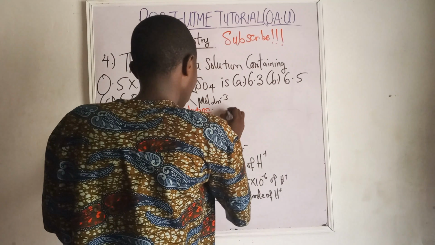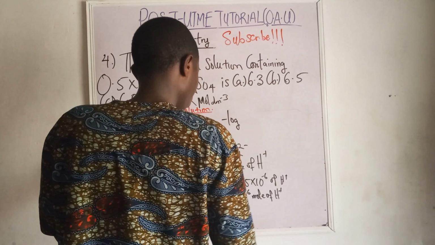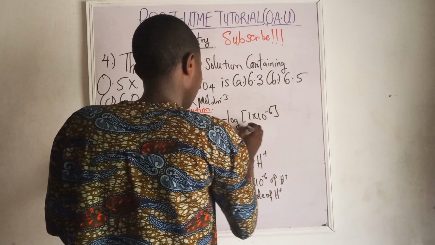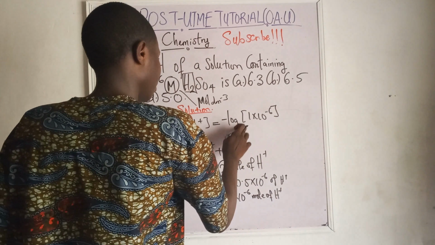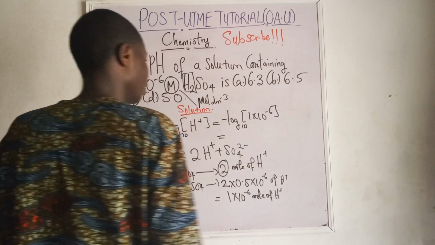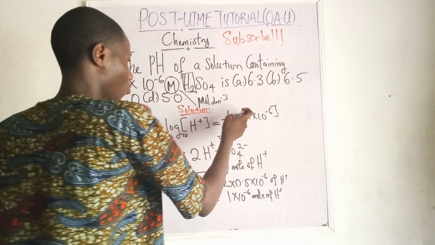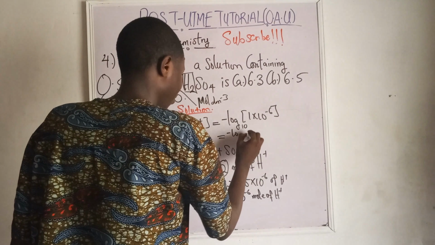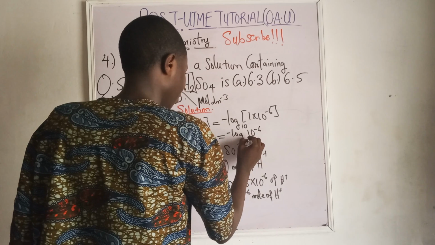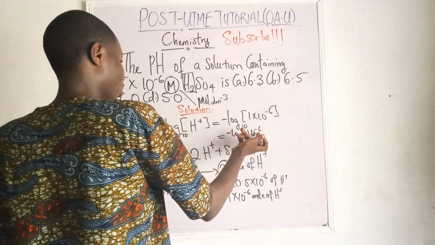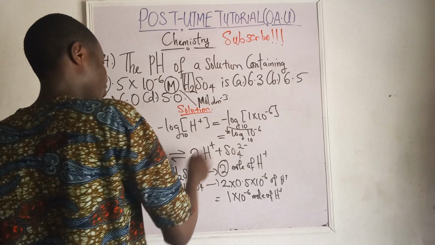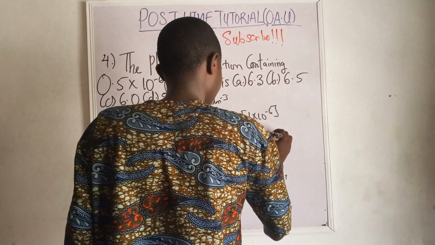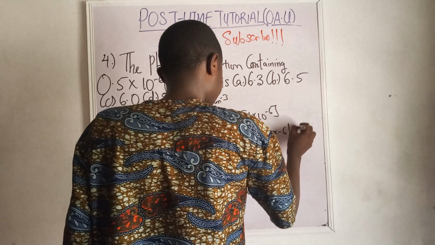So you now get minus log of 1 times 10 to the power minus 6, base 10, right? So 1 times 10 to the power minus 6 is the same thing as 10 to the power minus 6. So it's now log of 10 to the power minus 6 base 10, right? Just a rule of logarithm. Bring this power to this side. Just use the rule of logarithm. So it will now be minus times minus 6 log 10 base 10.